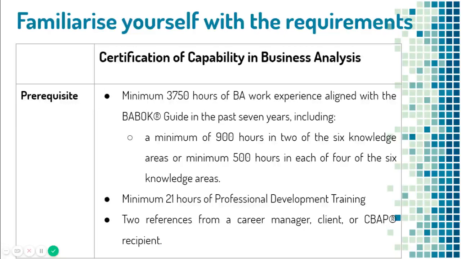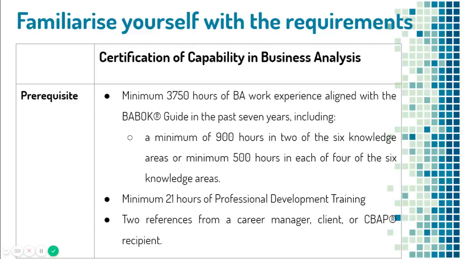Of these hours, you need to document at least a minimum of 900 hours in 2 of the 6 knowledge areas mentioned in the BABOK guide. I'll be walking you through what the knowledge areas are. Or you document 500 hours in 4 of the 6 knowledge areas. So if you don't meet 900 in 2 of the knowledge areas, you can meet at least 500 in 4 of the 6 knowledge areas.